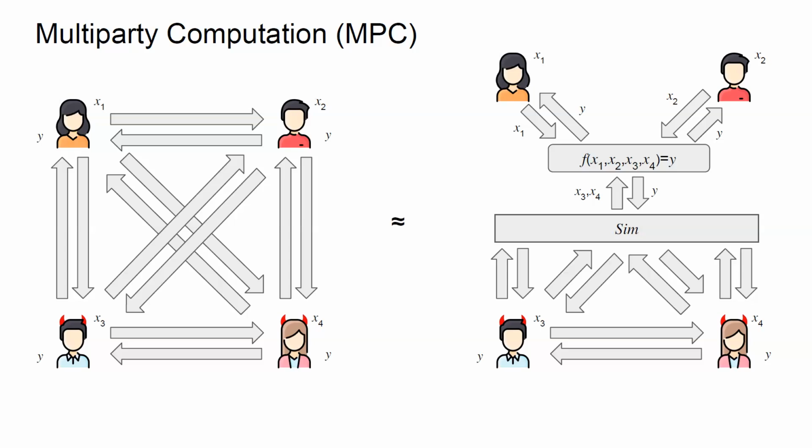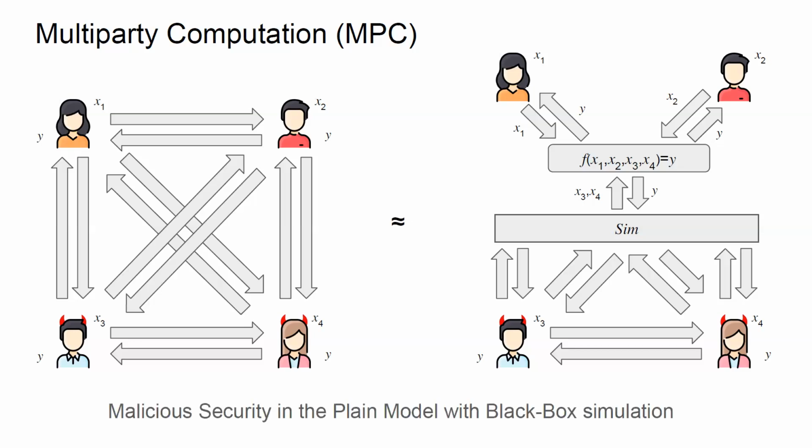Intuitively, we have security here because in the simulated world, the only information that is used is the information of the final function evaluation. In this setting, we are also considering malicious security, so the adversary can behave as it wants. We're in the plain model, so we don't have a CRS or random oracle. The simulator has black box access to the adversary. It's also the dishonest majority setting, so the adversary can corrupt all but one party.